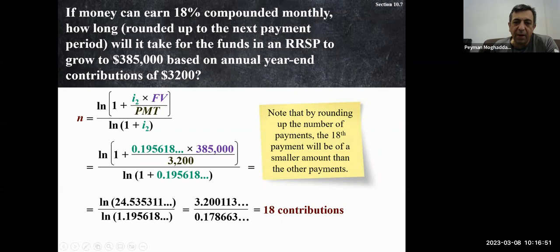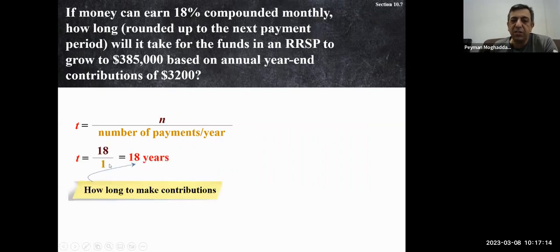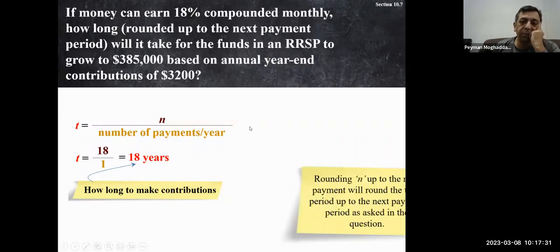So when you have 18 contributions, you need to divide n, the number of contributions, by the number of payments per year, right? In this case the number of payments per year is 1, so it's going to be 18 years, okay? So n is the number of contributions, guys. Don't forget it. It's not the number of years. You have to divide it by the number of payments per year to find the number of years, okay?